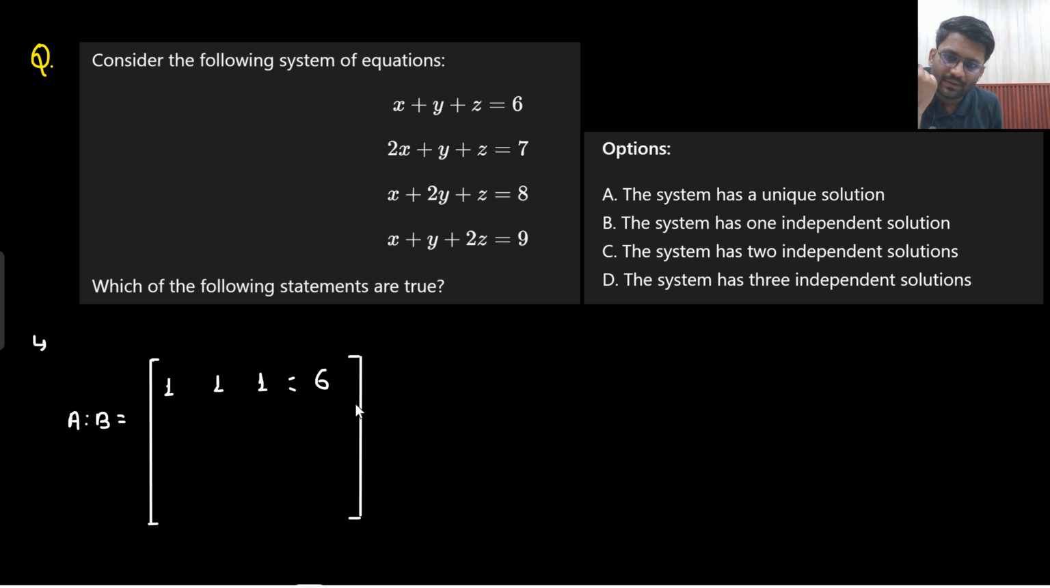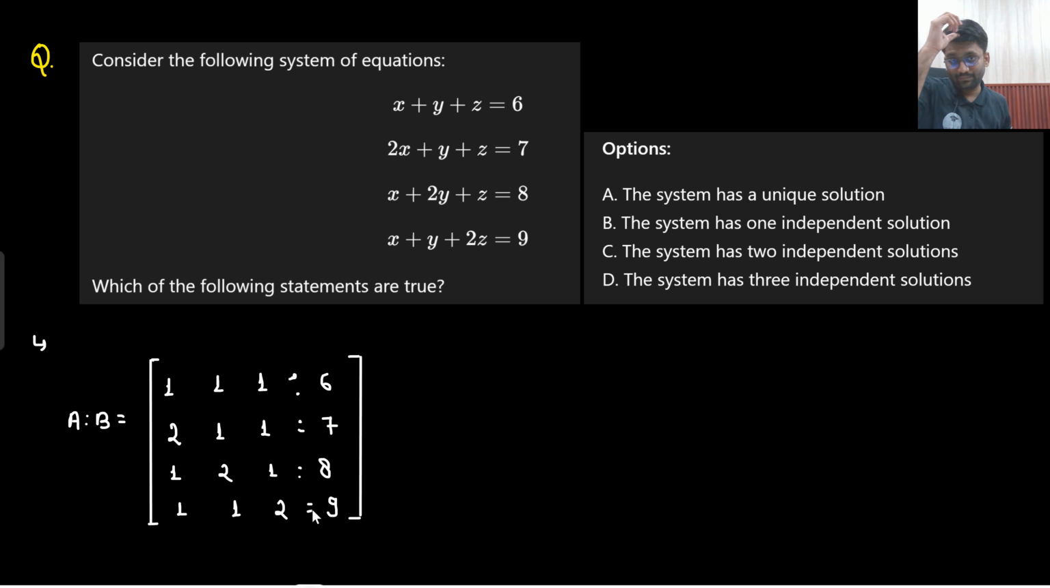1 1 1 6; 2 1 1 7; 1 2 1 8; 1 1 2 9. These are the equations I have written. Okay, so you solve it and find the rank. Rank will come out to be 3. You can do it on your own. Rank will come out to be 3. Is that clear to you? Okay, let me check whether it will be 3 only or not.